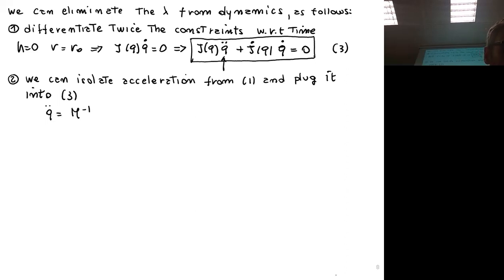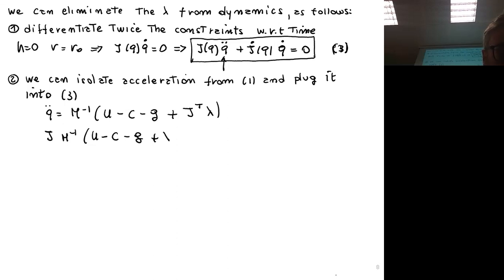So we first isolate the acceleration from the model: M inverse times u minus c minus g plus J transpose lambda. Now I won't put the subscript anymore, just to not have it in the notation. And we replace it here. So J q double dot becomes J M inverse times u minus c minus g plus J transpose lambda, plus the other term here, which is J dot q dot.